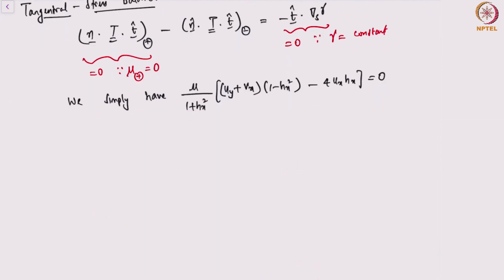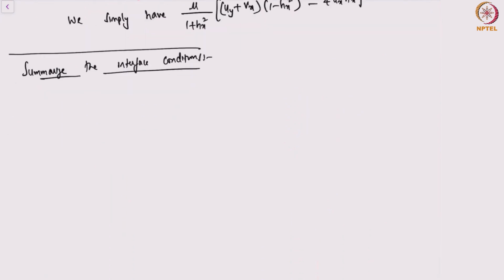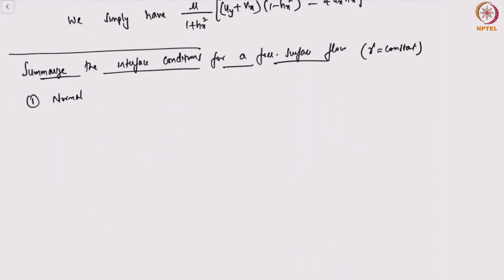Okay, so let's summarize the interface conditions. We have three interface conditions for a free surface flow, again ignoring Marangoni effects, so gamma is constant. What are the interface conditions? First, the normal stress balance.